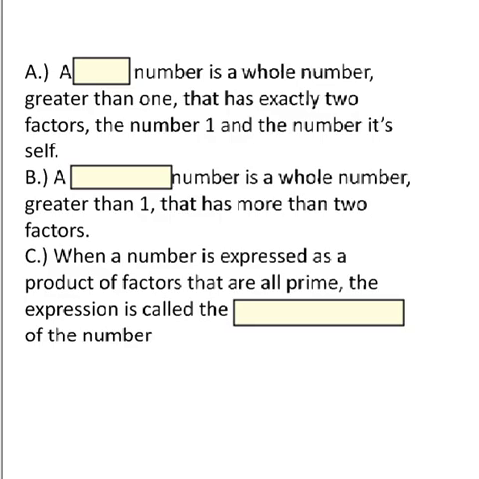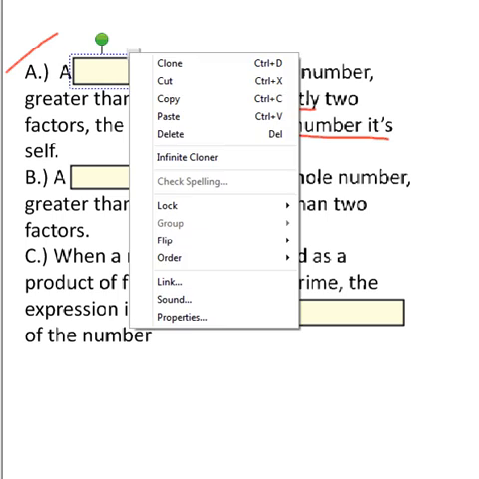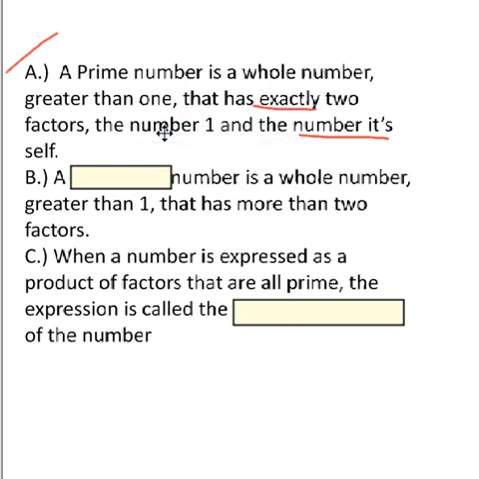Let's get right started with these definitions. The first thing that we're going to be defining here is a blank number. It's a whole number greater than 1 with exactly two numbers as factors, the number 1 and the number itself. So by definition, that is a prime number. The second area we're going to be defining is a blank number, a whole number greater than 1 that has more than 2 factors. That, by definition, is a composite number.